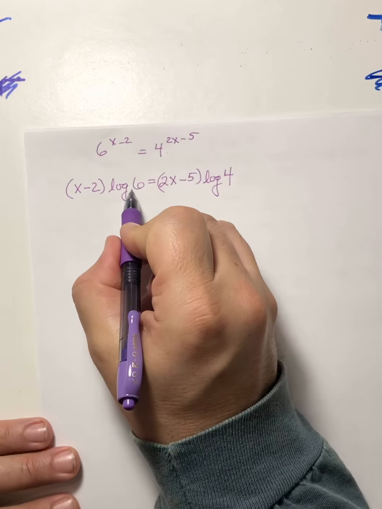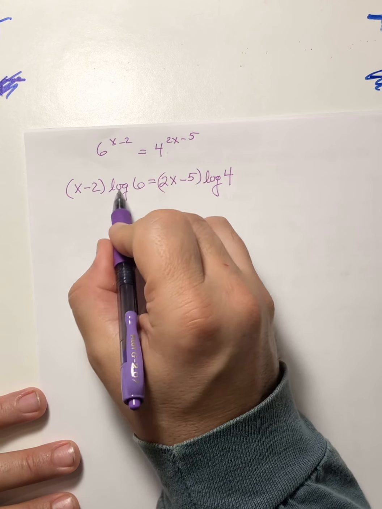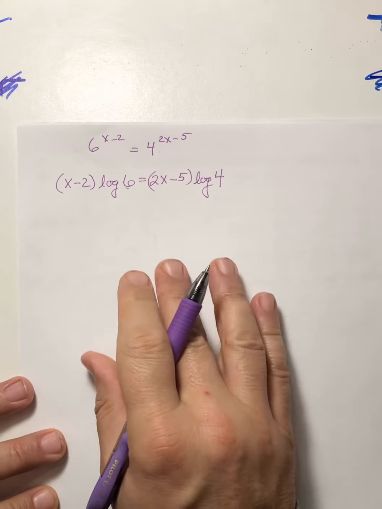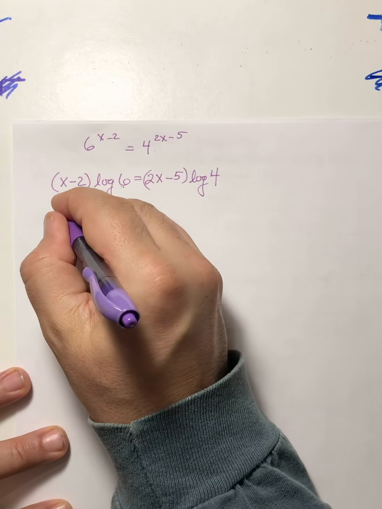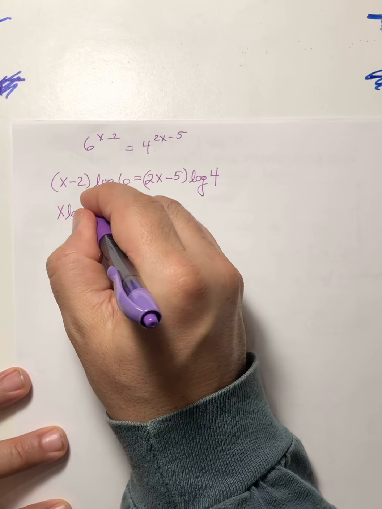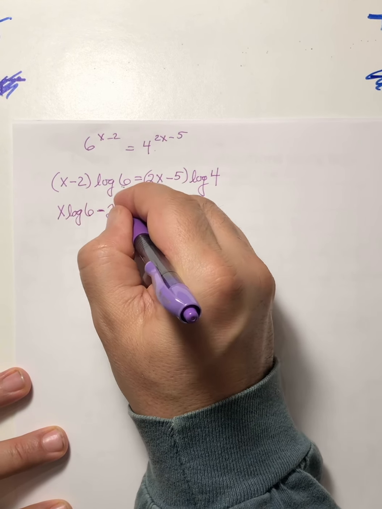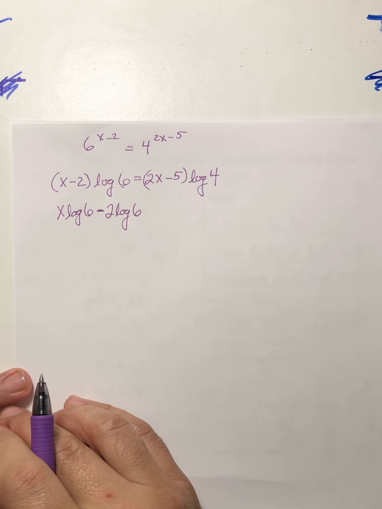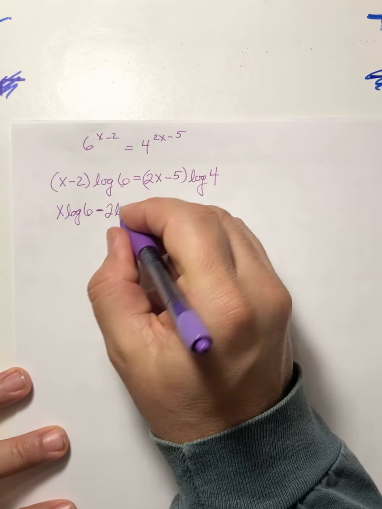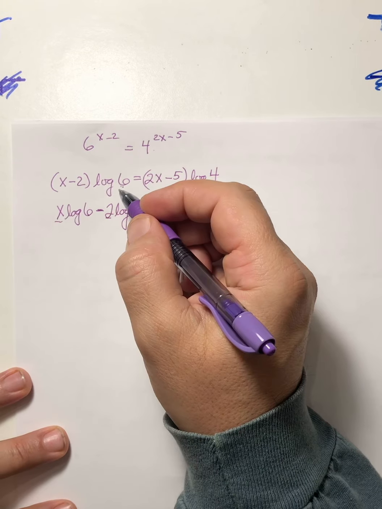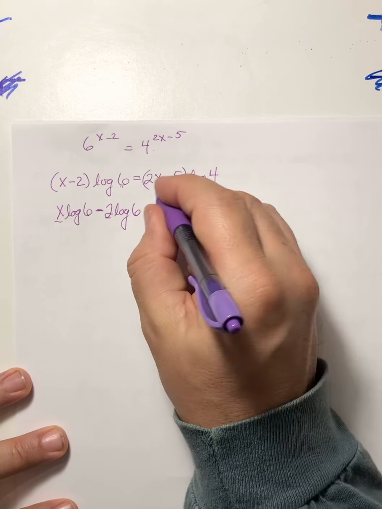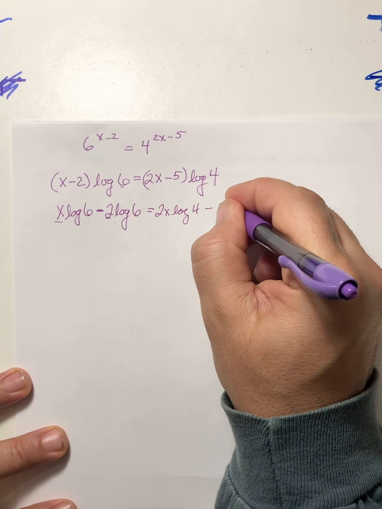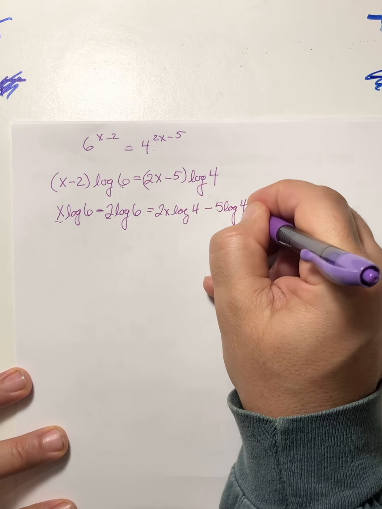Okay, so watch what happens here. Remember, log of 6 is some big ugly decimal. All I got to do is distribute. So it's just x log of 6 minus 2 log of 6. There you go. I just distributed log of 6. These are still the exponents because they're in front. And I'm going to do the same thing over here. 2x log of 4 minus 5 log of 4.